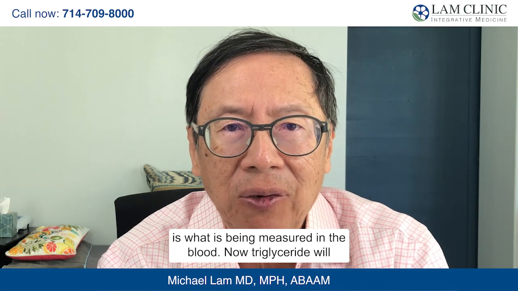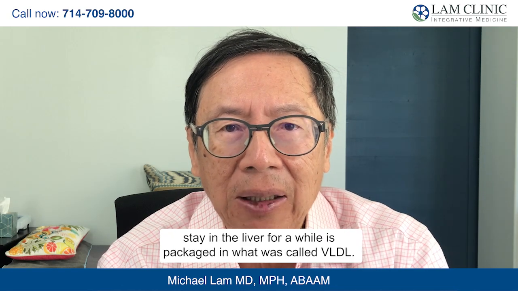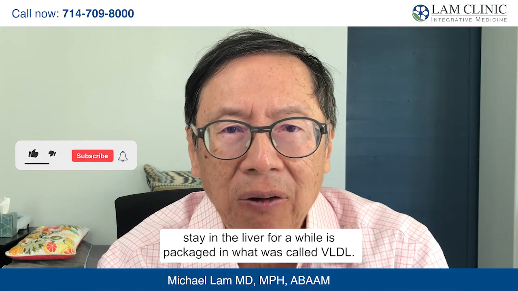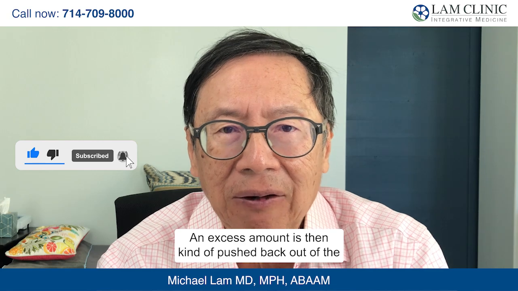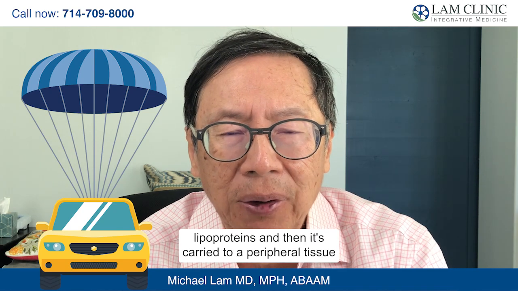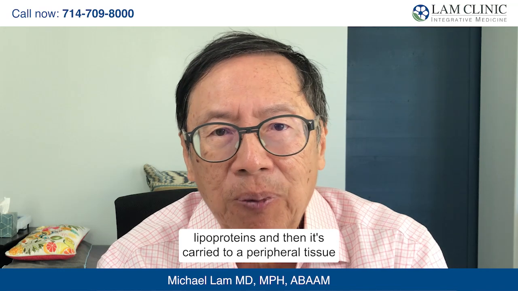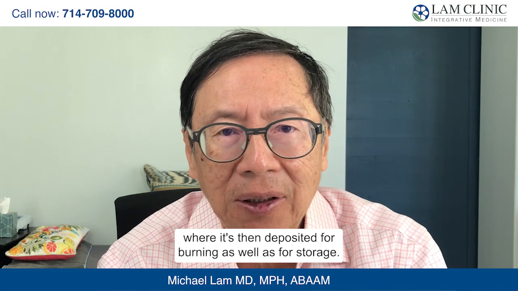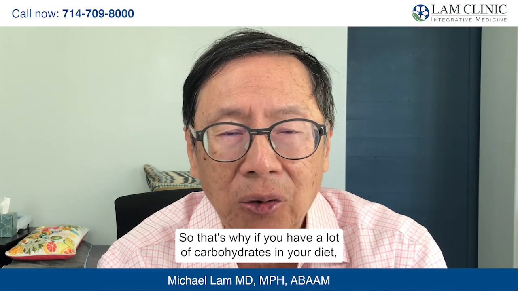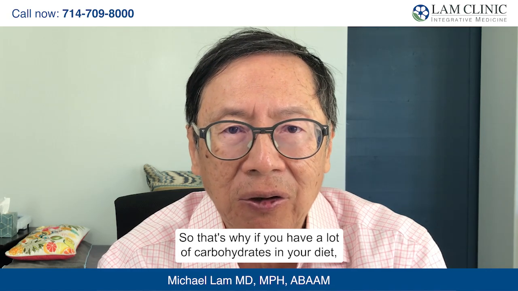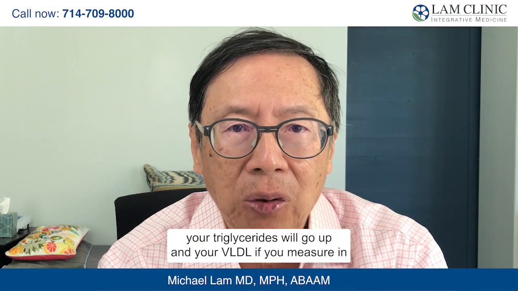Now, triglyceride will stay in the liver for a while and is packaged in what is called VLDL. The excess amount is then pushed back out of the liver in these balloons or taxis called VLDL, or very low density lipoproteins. And then it's carried to peripheral tissue where it's deposited for burning as well as for storage. So that's why if you have a lot of carbohydrates in your diet, your triglyceride will go up.